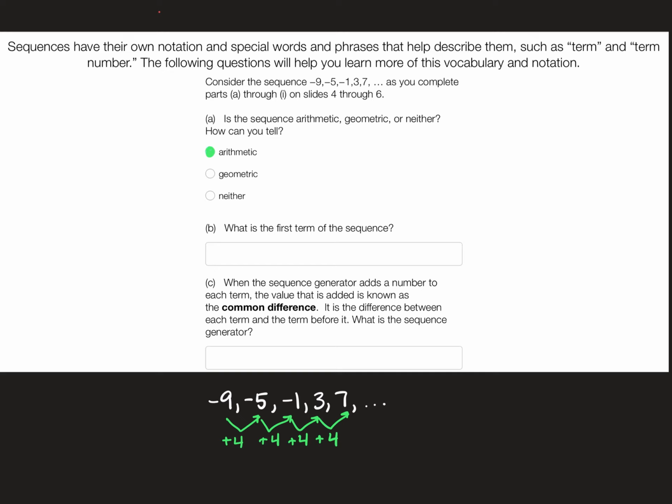What's the first term of the sequence? Well, that's -9. And then when the sequence generator adds a number to each term, the value that is added is known as the common difference. It's the difference between each term and the term before it.